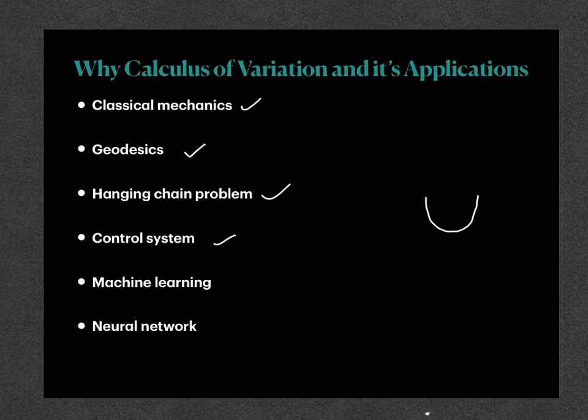There are a lot of applications; it is used in intelligent systems, also in neural networks and machine learning. So it has a lot of important applications. Now we should see what calculus of variations is.